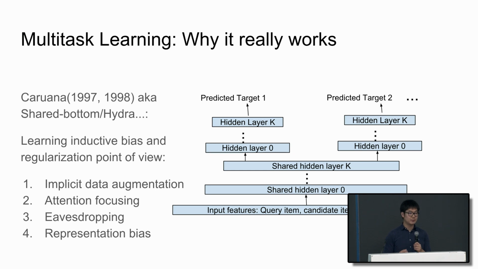And it also enables eavesdropping, meaning that some tasks are harder to learn by themselves. But if you learn a hard task together with an easier task, you can learn the hard task better as well. Last but not least, because different tasks can treat each other as a regularization term, in the sense that you have different losses in this model, it enables regularization so that you can learn a better shared representation.